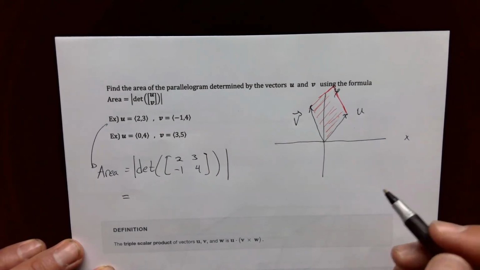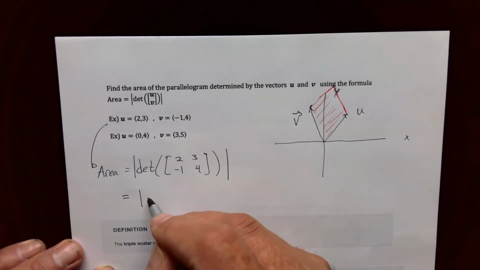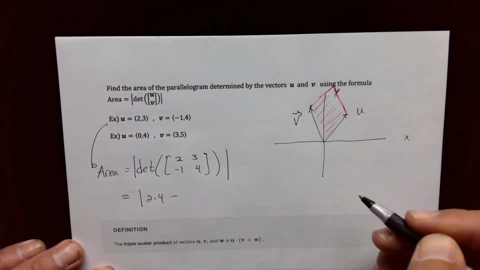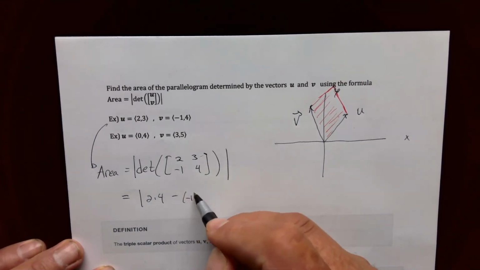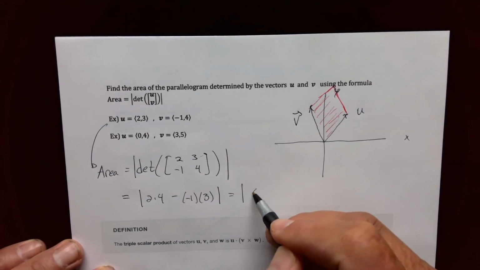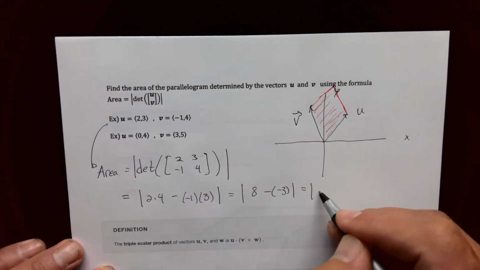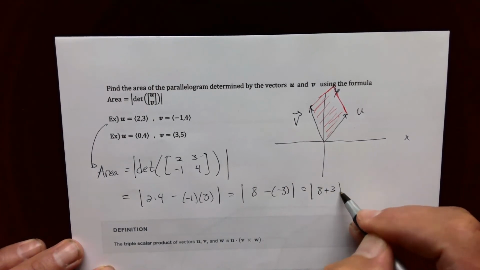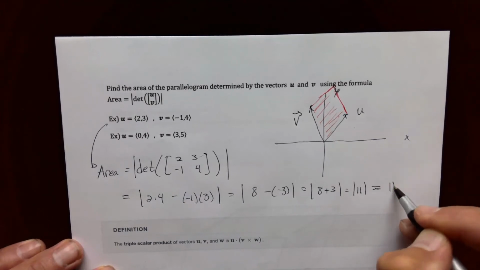So again, we multiply the main diagonal, which is 2 times 4, which gives us 8, minus the product of the off diagonal, in this case negative 1 times 3. So we get the absolute value of 8 minus negative 3. In this case, we get 8 plus 3, the absolute value of 11, which is 11.